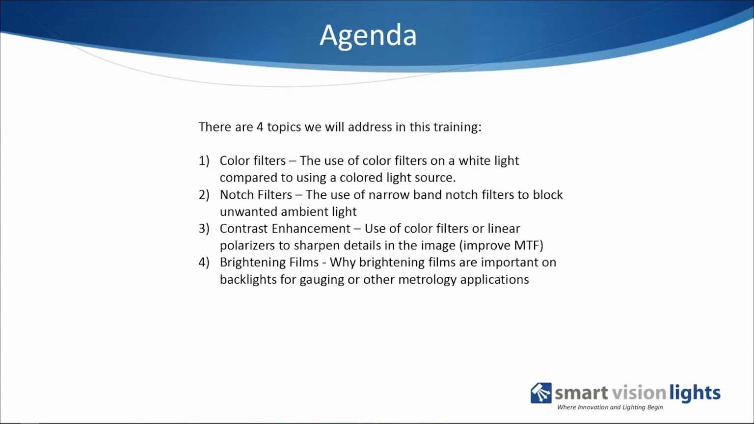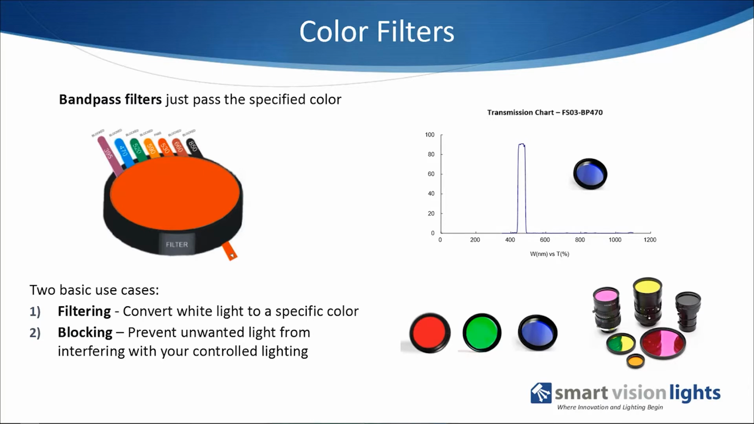Today we're going to talk about 4 topics in this training. We're going to talk about using color filters on a white light compared to using a colored light source. So there's some pros and cons to talk about there. We're going to talk about using notch filters to block ambient and unwanted light to get a better response out of your system. We're going to talk about contrast enhancement and using color filters or linear polarizers to sharpen details in the image. And lastly, we're going to talk about brightening films and why this matters on backlights for gauging or other metrology applications. So starting off here, we're going to talk about color filters.